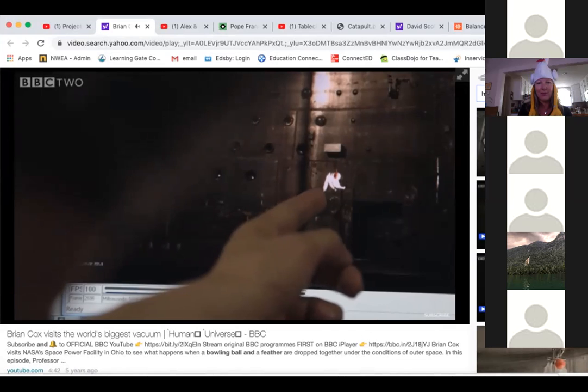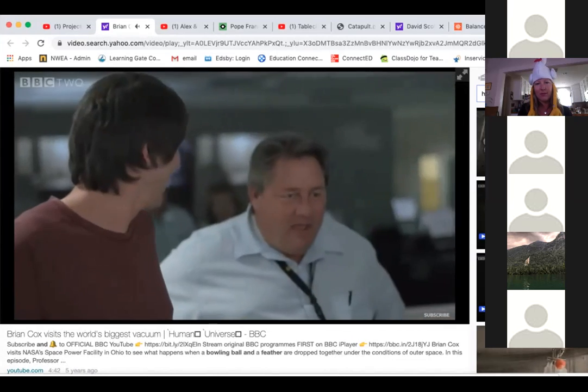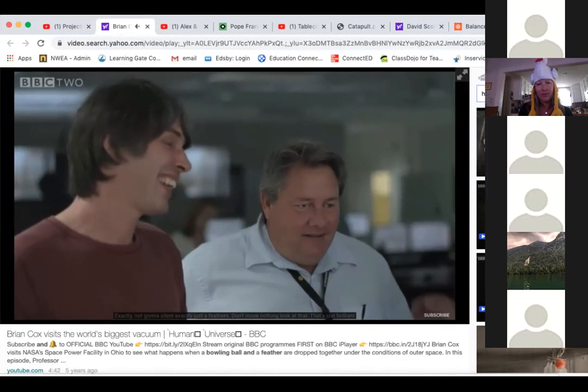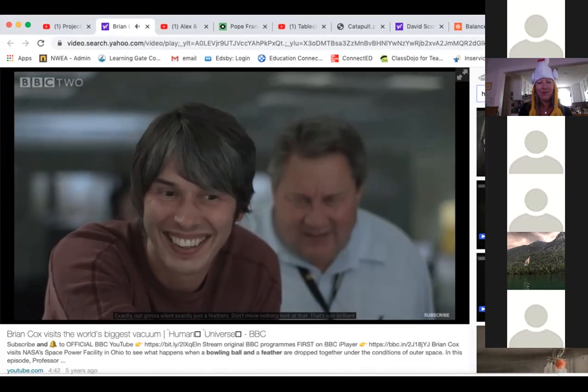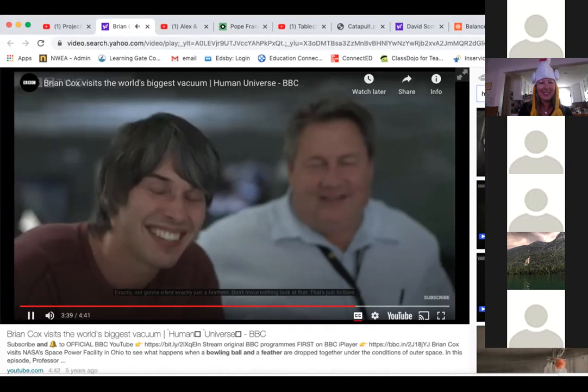Wow. Look. Watch right there. Look at how they hit right there. Exactly the same. Feathers don't move, nothing. Look at that. That's just brilliant.